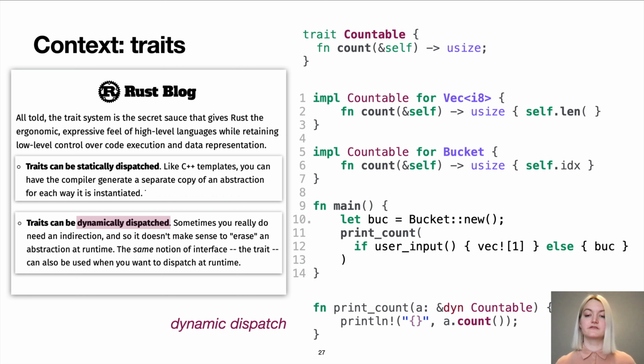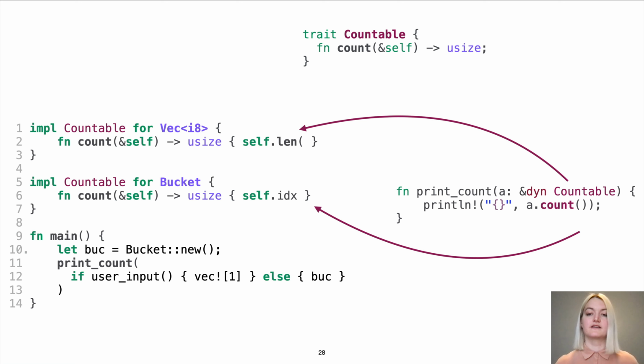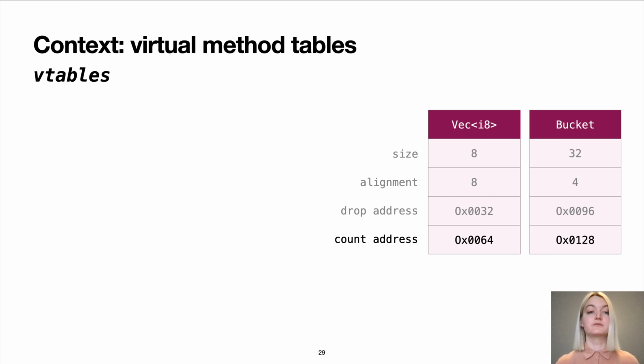So here we have a version of print count that maybe wants to branch on some user input, as you can see in lines 11 and 12, where we don't actually know at compile time what concrete type will be passed. Now the question is, given this print count implementation, how do we concretely know what function to call for count? So where does the code actually jump to when it hits this count if you don't know at runtime what the type of a is? And the answer that Rust uses is similar to a lot of previous languages, and it's called virtual method tables, or vtables.